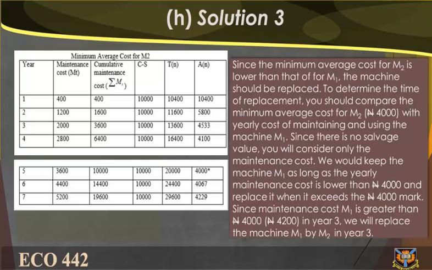Since the maintenance cost of M1 is greater than 4,000 naira, at 4,200 naira in year 3, we will replace the machine M1 by M2 in year 3.